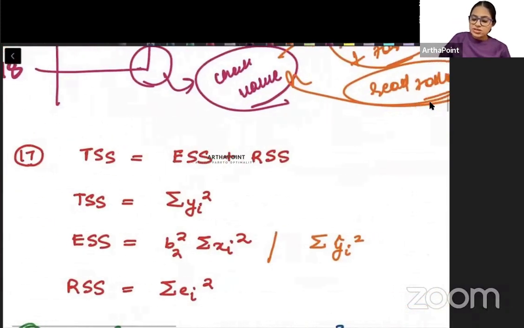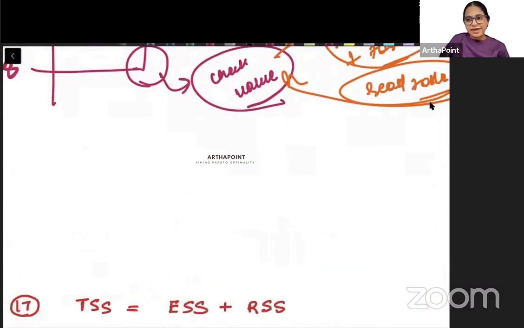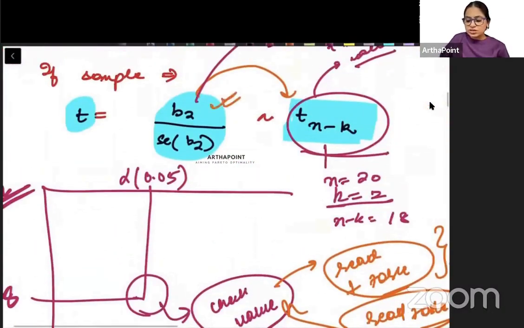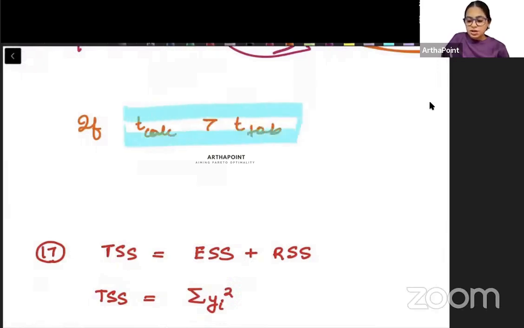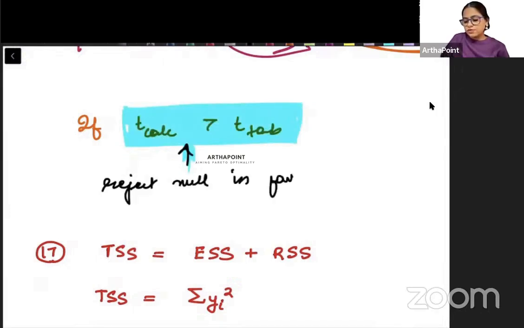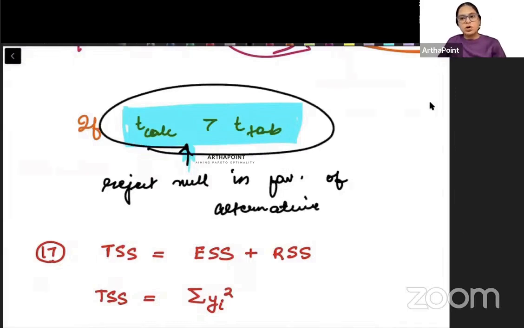So now try to understand that you have calculated your T value using this. This is coming from the table. Now, if your T calculated is greater than your T tabular, then what will you do, beta? You will reject the null in favor of the alternative.